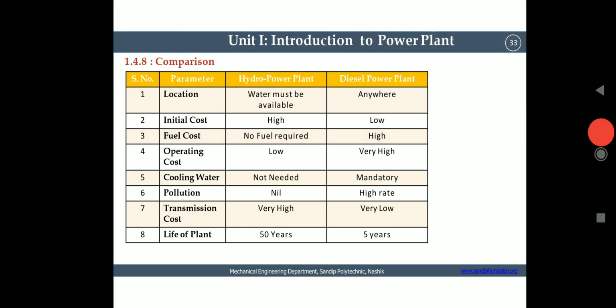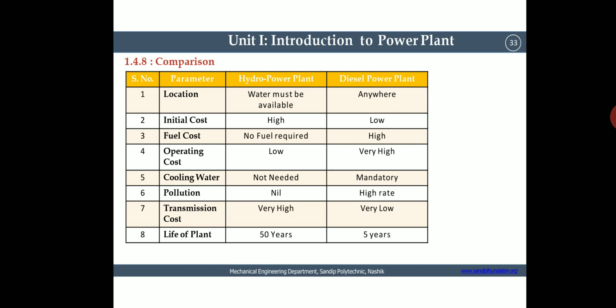So we will study now the comparison of hydroelectric power plant and diesel power plant. Location wise, water must be available for hydro, while a diesel power plant can be installed anywhere. Initial cost of a hydraulic power plant is high, while for a diesel power plant it is low. Fuel cost: no fuel is required for hydro, and there is high fuel cost for diesel. Operating cost is very low for a hydro power plant, and very high for a diesel power plant.